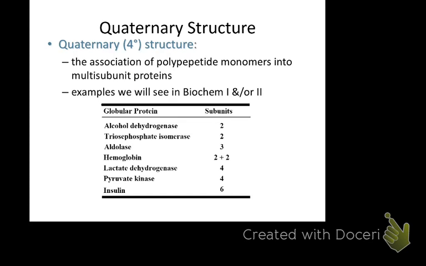All right. So we've already talked about quaternary structure when we have multiple polypeptides, not peptides, that go into a multi-subunit protein. These are some of the examples that we're going to see throughout organic biochemistry. For example, we have our good friend alcohol dehydrogenase, which has 2 subunits. You should just get practice now in learning what the enzyme classes do.